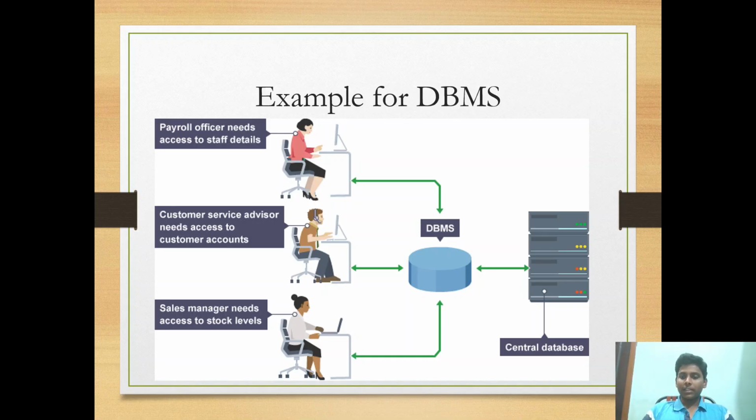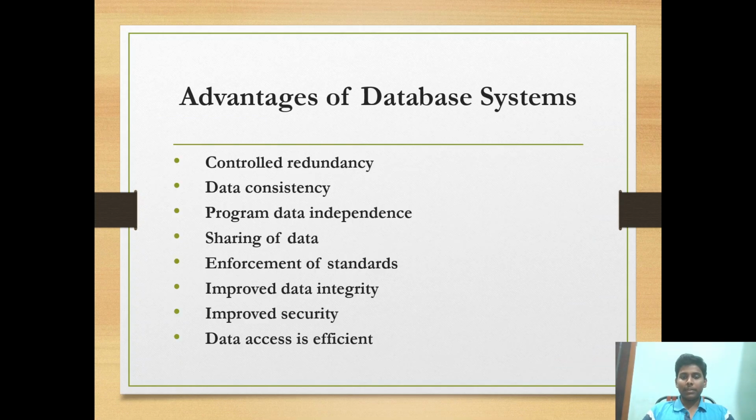You can see on the right side the central database server having 4 servers. In the middle we have the DBMS, which is the database management system. We have a sales manager who needs access to stock levels. The middle one is a customer service advisor, who needs access to customer accounts. The topmost one is a payroll officer, who needs access to staff details. This is an example for a DBMS.